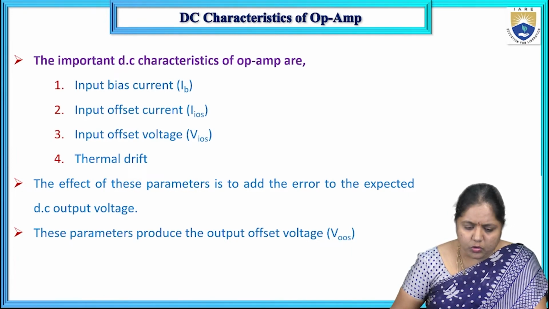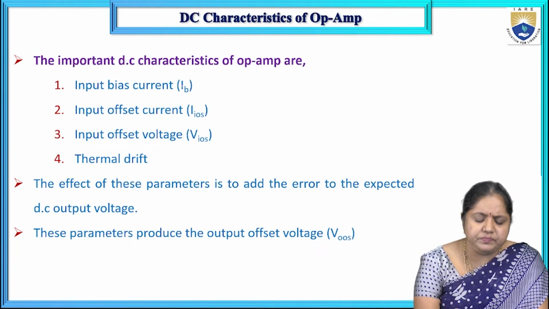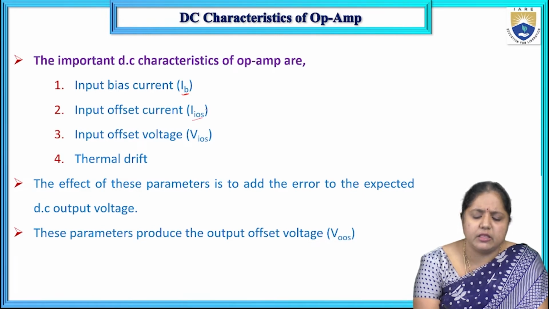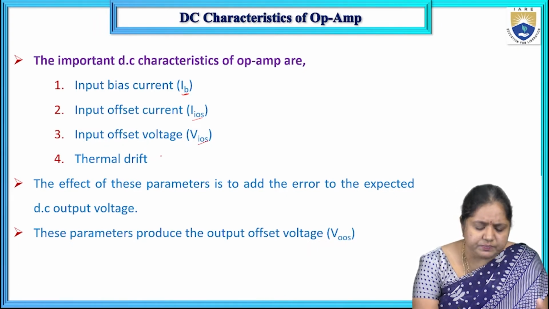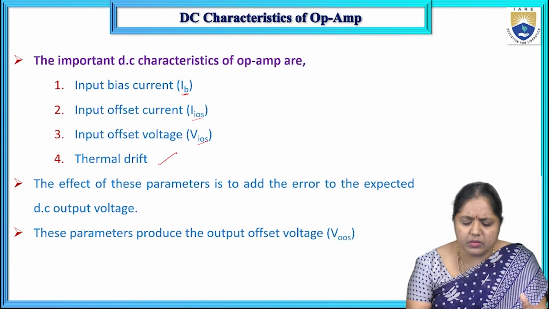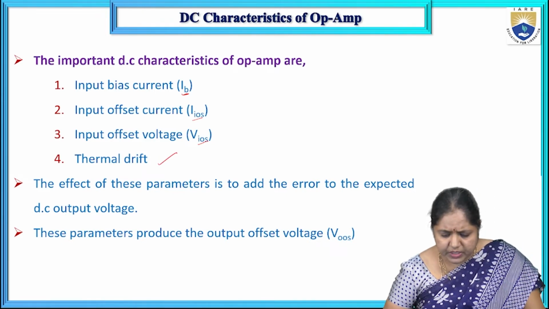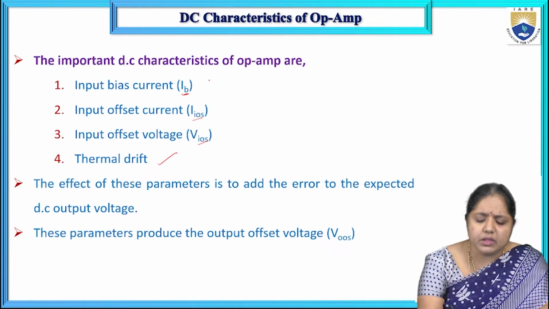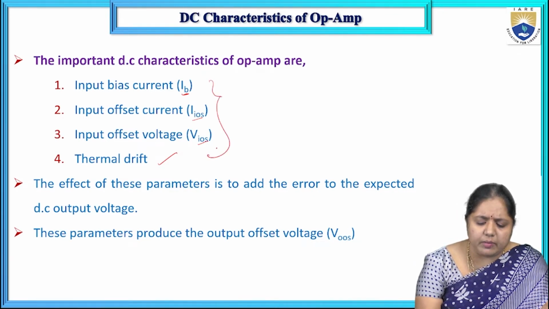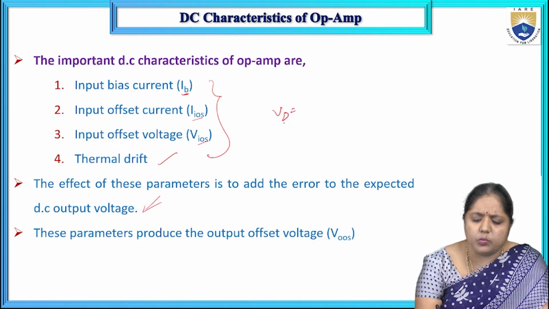Now, let us go through each and every one of these here. The input bias current is represented by the base current IB, and input offset current is represented as IOS. Input offset voltage is represented as VIOS, and thermal shift is one of the factors. Because of all these parameters, for the given DC supply voltage, I am getting an error in the output voltage.